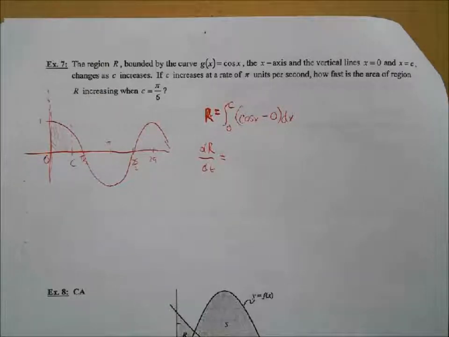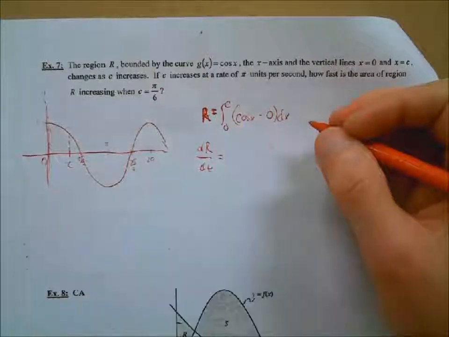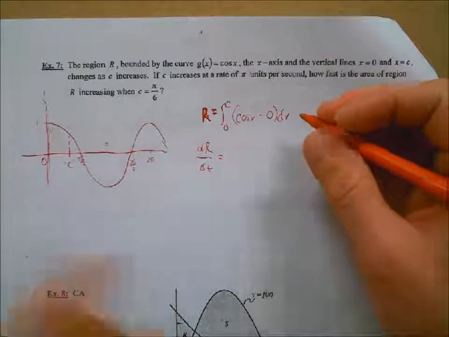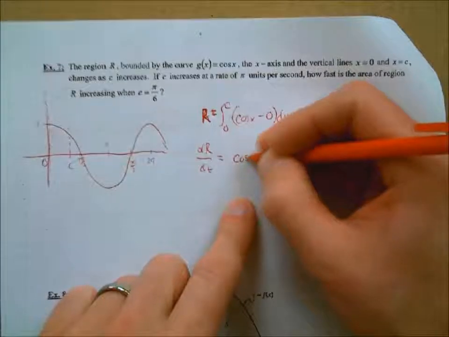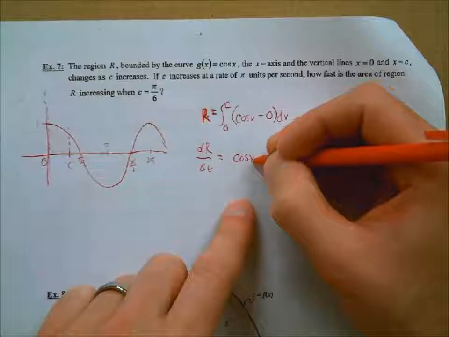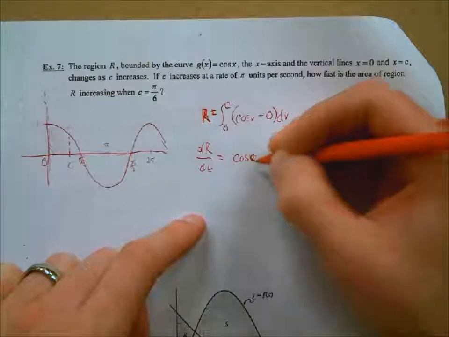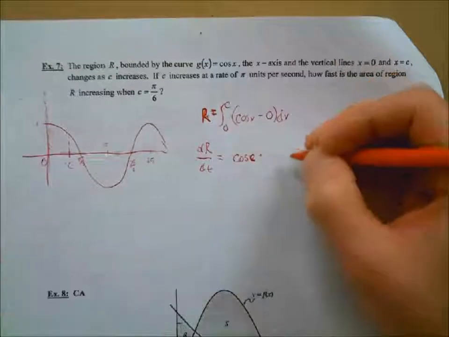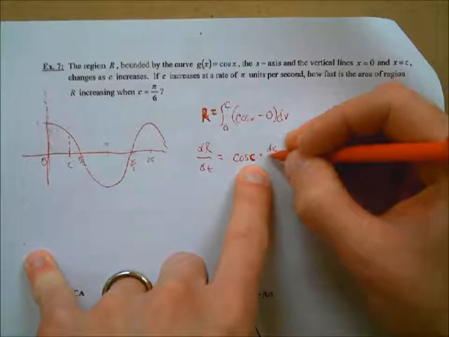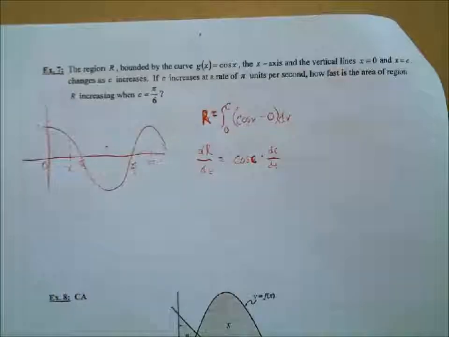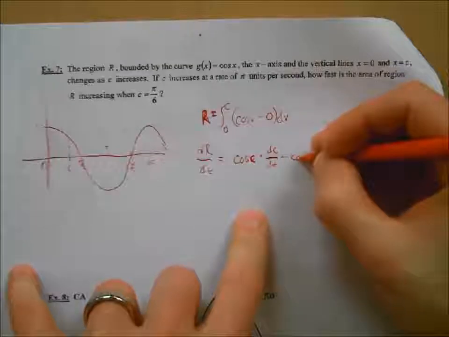So dR/dt equals, now, when we take the derivative of an integral, that is an application of the second fundamental theorem of calculus. The derivative of the integral of cosine is just cosine, but I should plug in the c here. So it'll be cosine of c times the derivative of what's inside, the derivative of c with respect to t, which is dc/dt. Then minus cosine of 0 plugged in there.